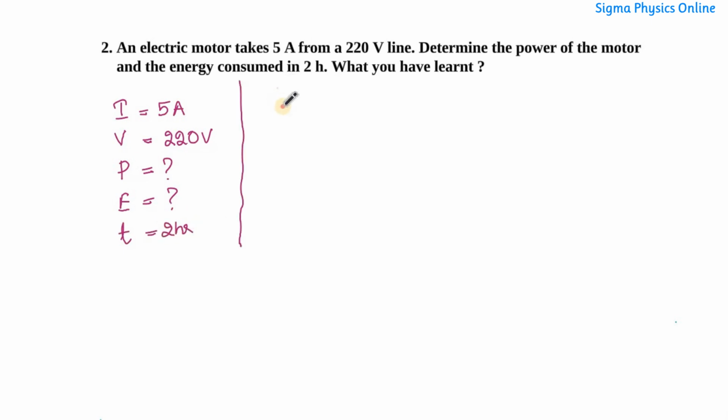Now using the equation power is equal to voltage into current, we can find out the power of the electric motor. Voltage here is given as 220 multiplied by the current, which is 5. So it is 1100 watt. So the power of the motor is 1100 watt.